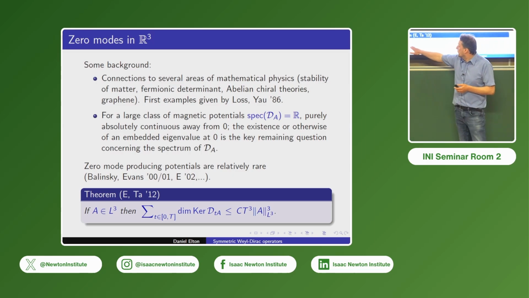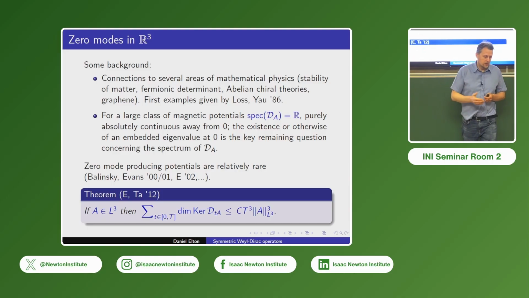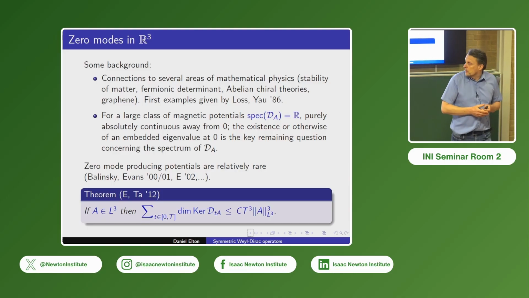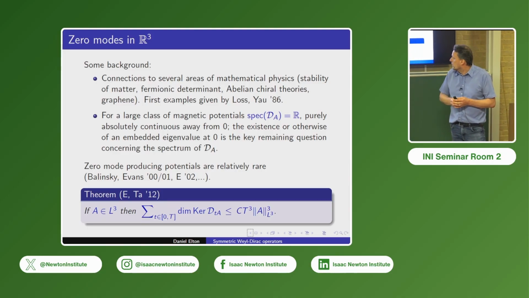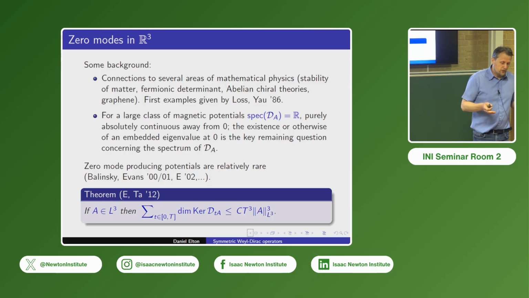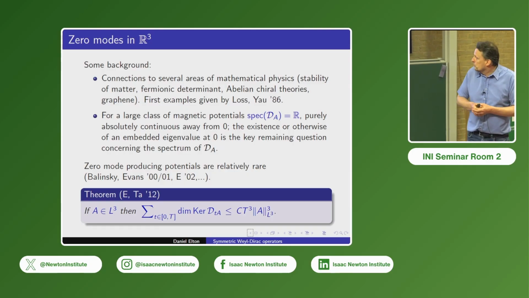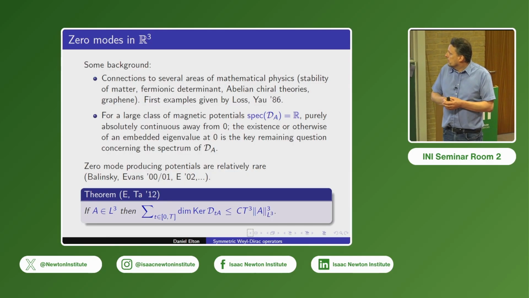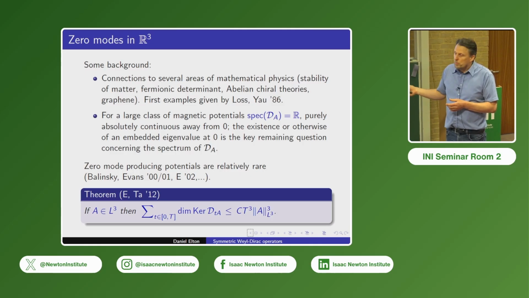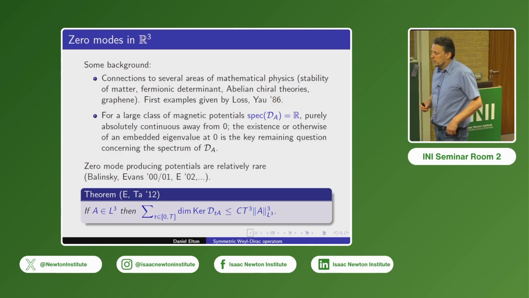If you look at potentials in L3, that's certainly true there, but you can also look at other classes of potentials as well. Continuous potentials that decay at infinity at the same rate as L3 would imply. So something like 1 over x, a bit better than 1 over x.